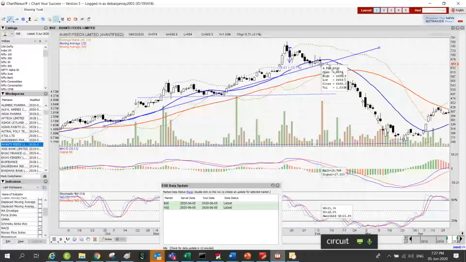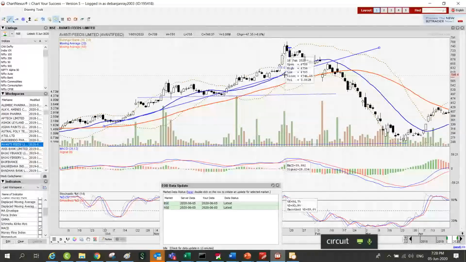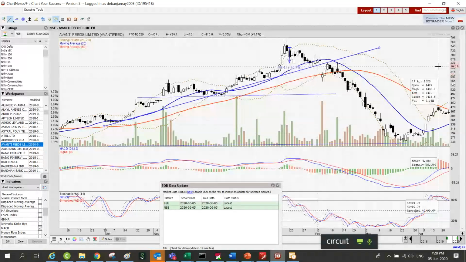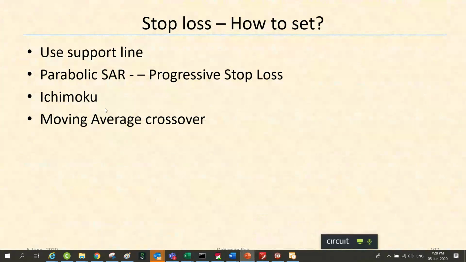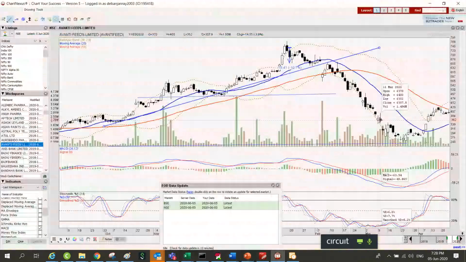The stop loss value with the support line will change as the price moves. For example, this price is moving, and the support line is also going above. So you will continuously see visually and then decide at what price you want to get out of the stock. The second one is the parabolic SAR, which is also a very important thing.